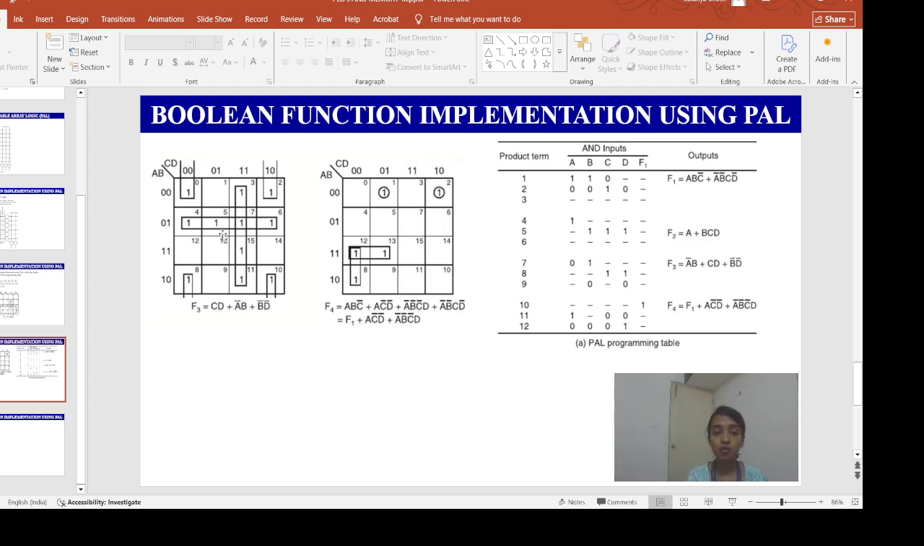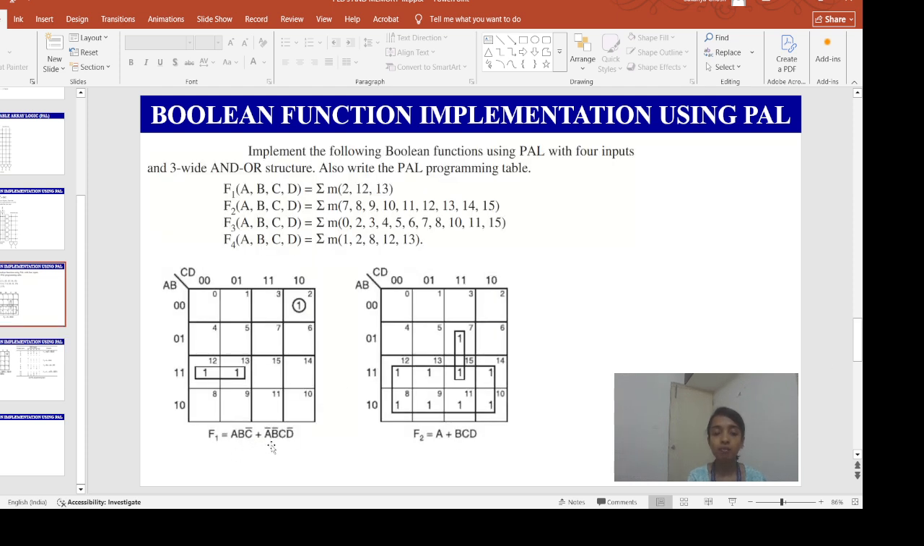Just put the corresponding respective minterms in these cells. And we are getting the Karnaugh map for F3 as CD plus A bar B plus B bar D bar. And for F4 we are getting this one. Okay. And what was my F1? F1 was ABC bar plus A bar B bar C D bar, right?